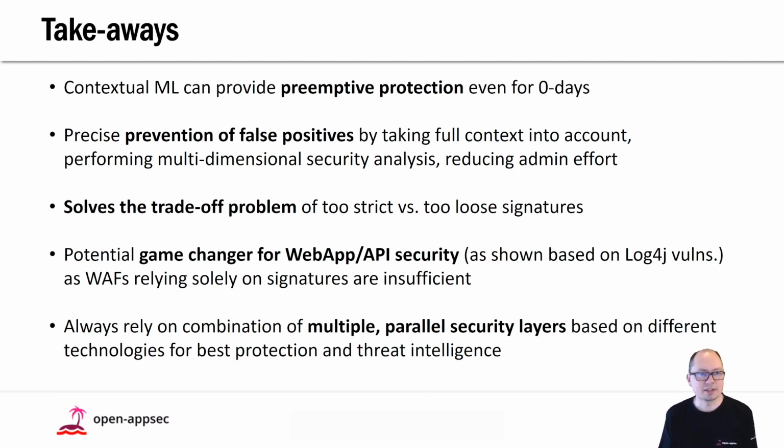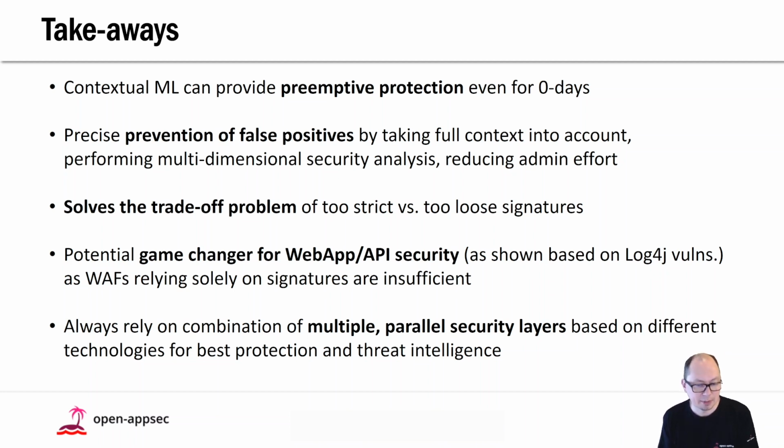So finally, some takeaways. We learned that contextual machine learning can provide real preemptive protection even for 0 days, based on the contextual two-phase machine learning model, by not relying on signatures at all, but by using just indicators as indications of initial suspicion, and then looking at the full context before finally coming up with a verdict, which is also important to strongly reduce the false positives generated by the solution.